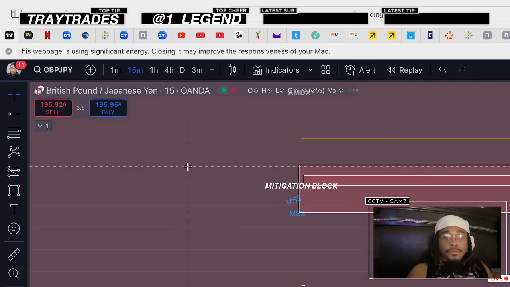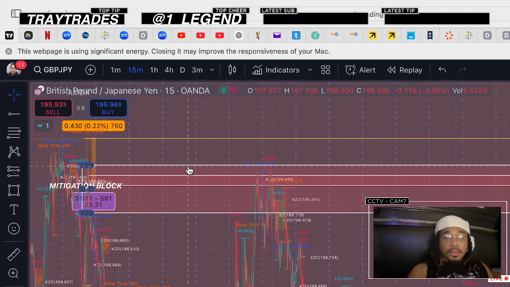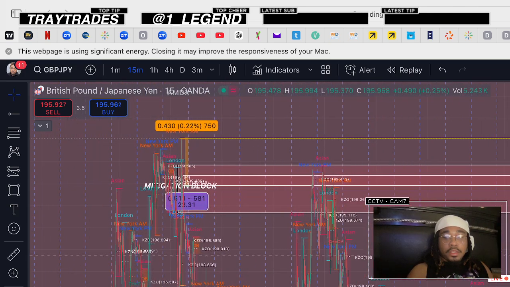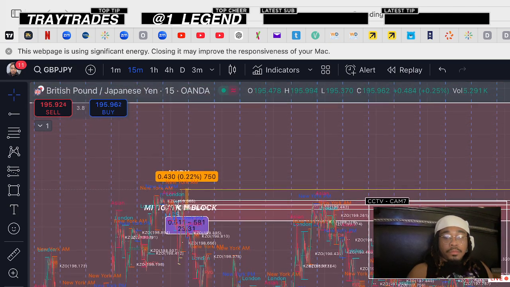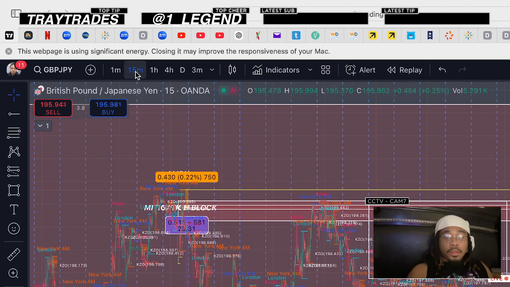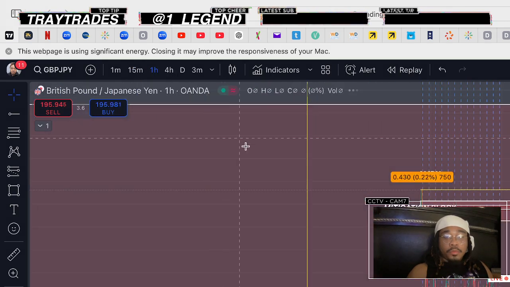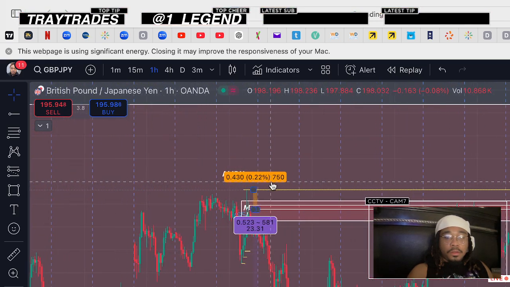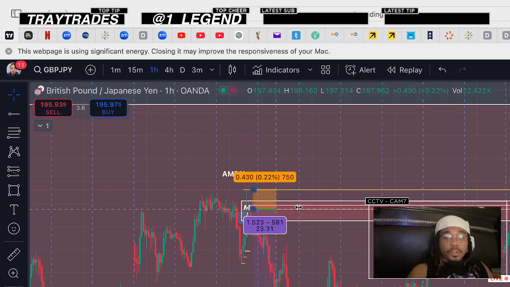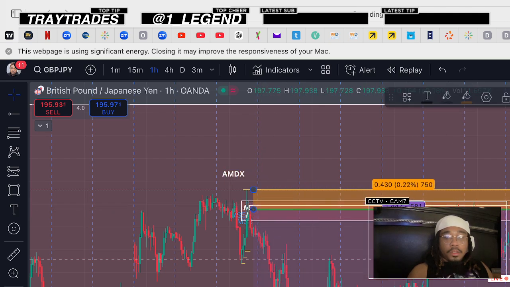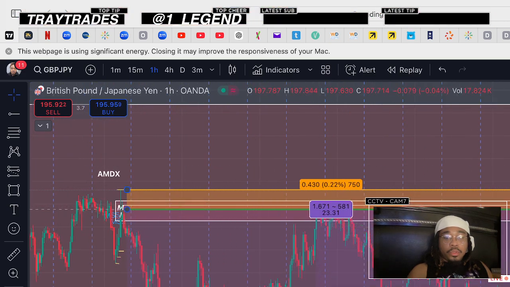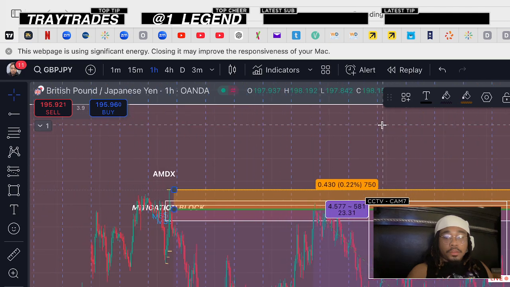Now let's go to the 15 and see. So you sell here, stop loss here, and as you can see, what happened, let's go to the hourly. Maybe we can see it better. I'm gonna pull this over for you guys too. Yeah, that looks better. Pull this all the way over for you guys.